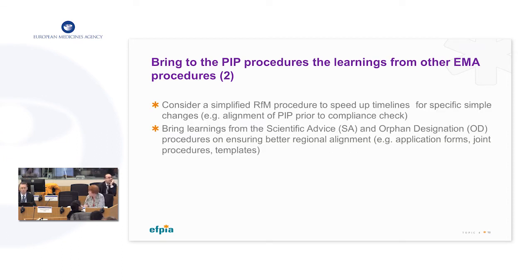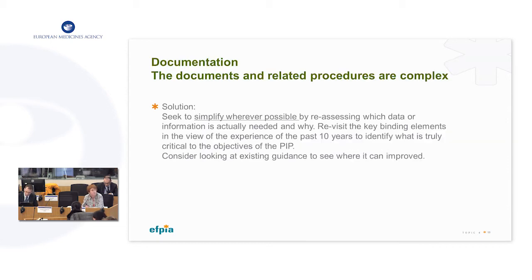Consider simplifying some RFM, request for modification, procedures, if there are really small changes. And again, bring the learning from scientific advice and orphan drug to see how we can have better regional alignment. I mean, joint application form, joint procedure templates, etc. So that's certainly something we'd be very happy to look at.